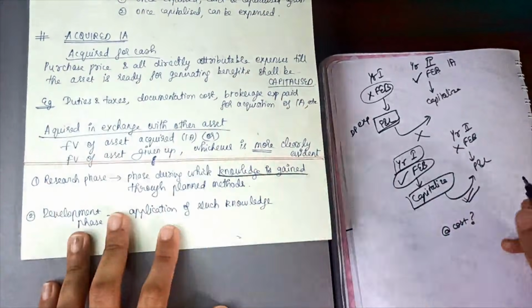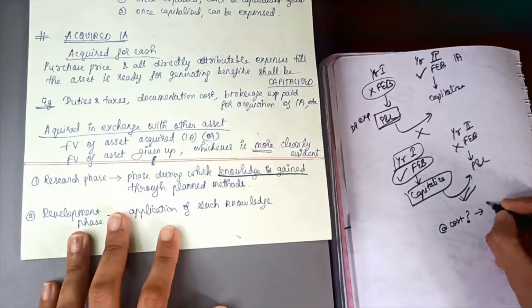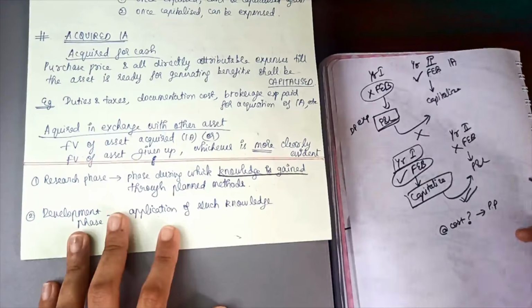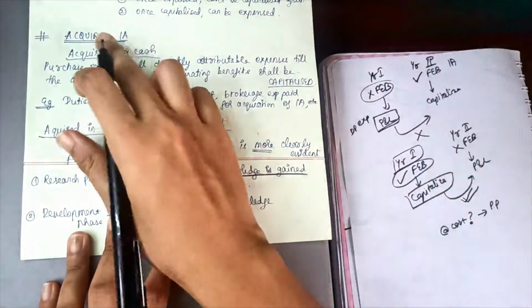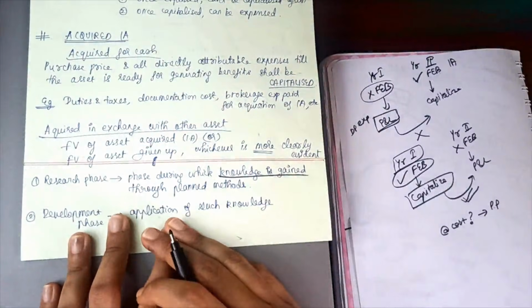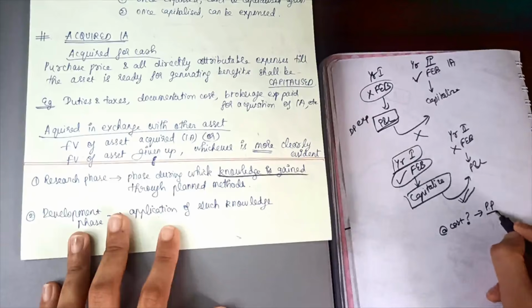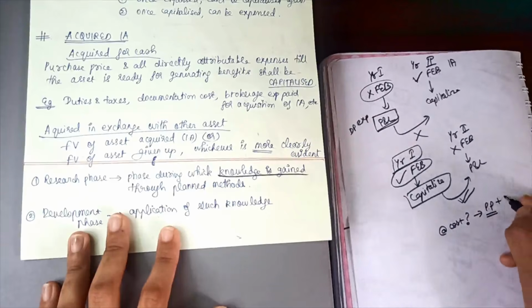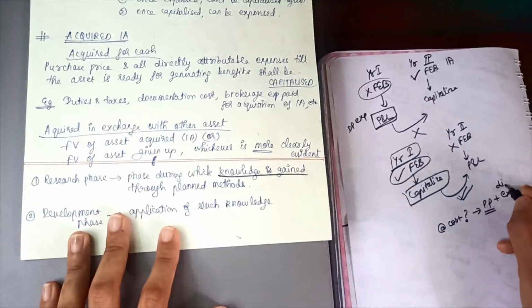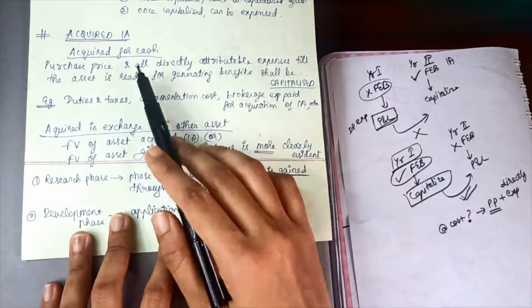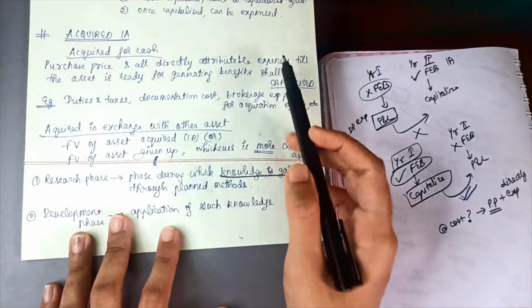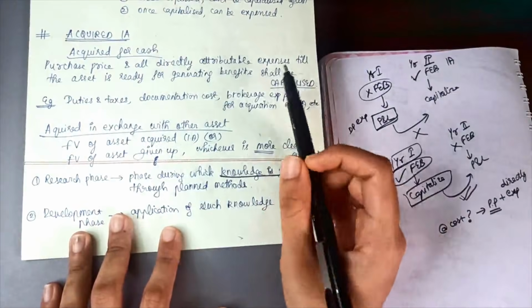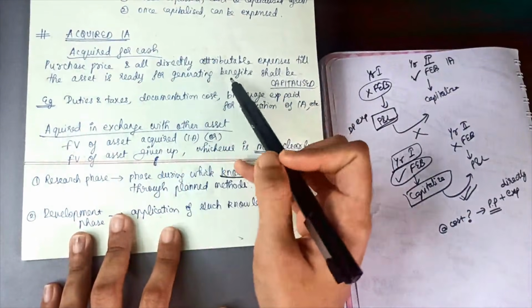What you will add to this cost is first the purchase price at which you have got the intangible asset, because acquired means you are purchasing the intangible asset from someone. At whatever price you have purchased it, that you have to include in the cost. Plus if there are any directly attributable expenses, that also you have to add. And you add these directly attributable expenses till the asset is ready for generating benefits.